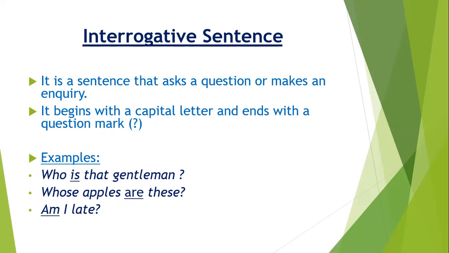Now, any sentence that begins with who, what, when, where, why, whose, whom, or any auxiliary verbs like is, are, am, was, were, has, have, do, does, would end with a question mark, thereby making interrogative sentences.